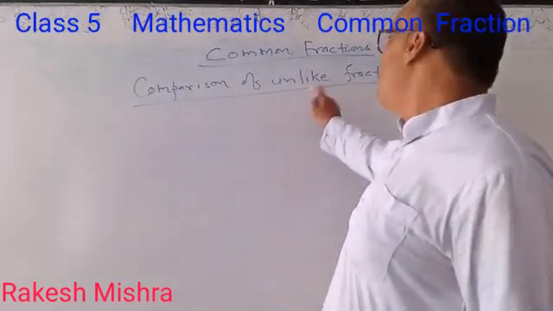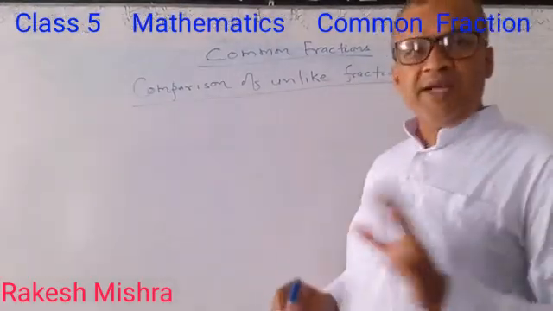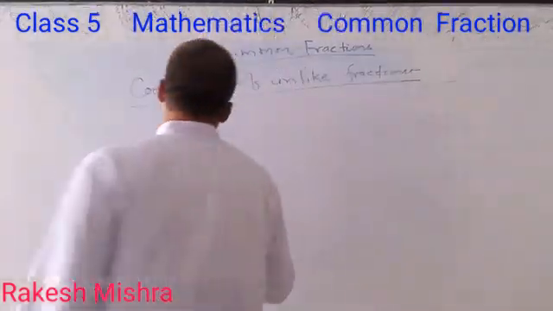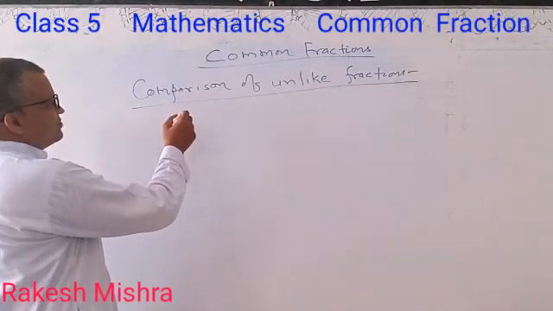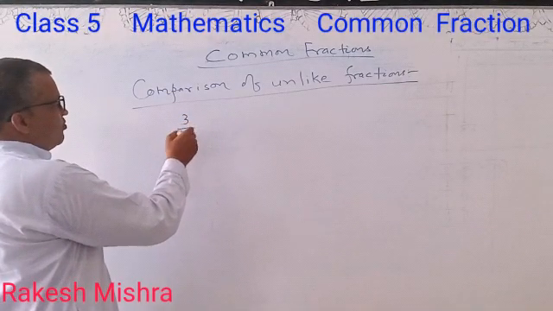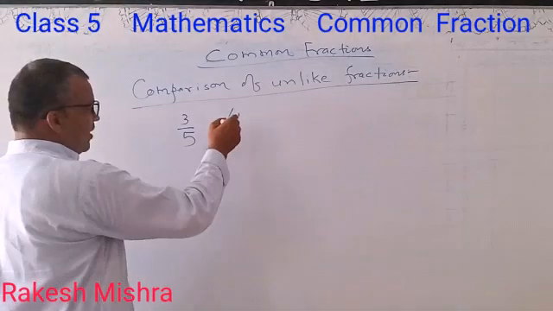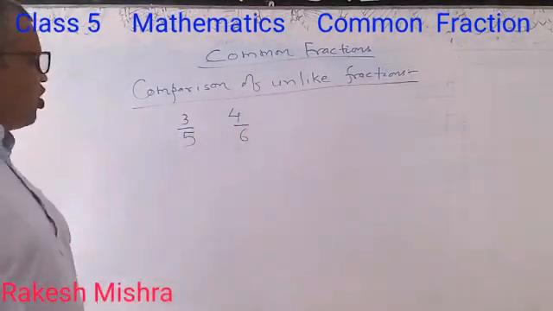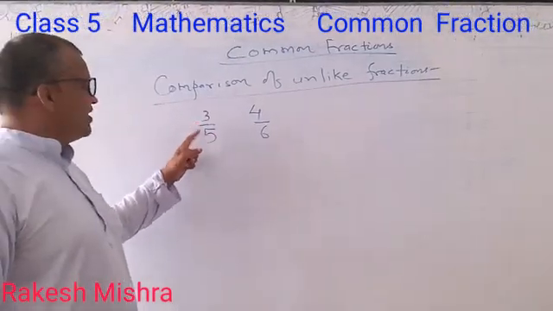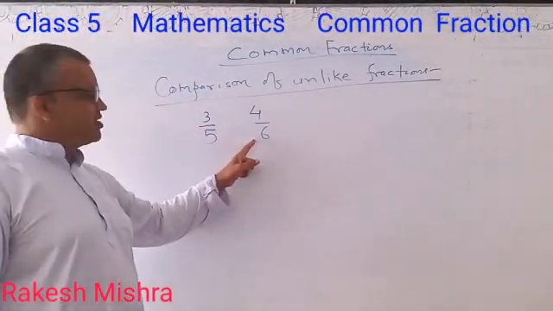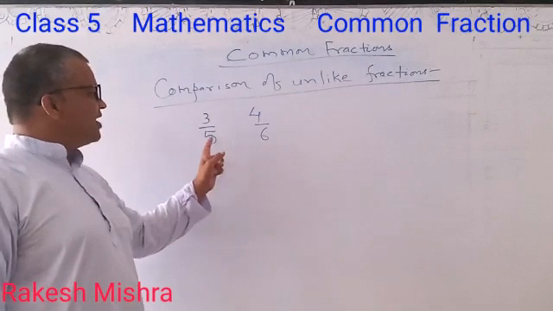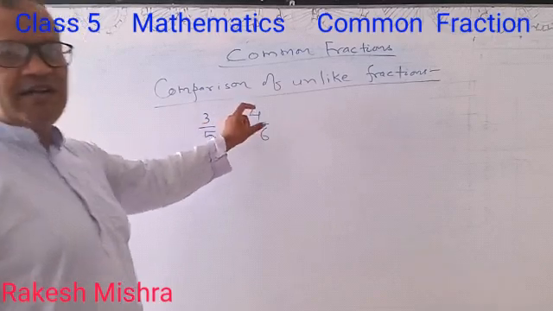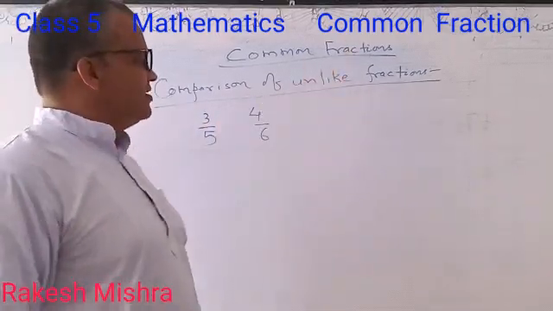What are unlike fractions? You know, fractions having different denominators are called unlike fractions. Example: 3 by 5, 4 by 6. These two fractions do not have the same denominator. Here the denominator is 5, here the denominator is 6. Because the denominators of these fractions are different, these fractions are called unlike fractions.